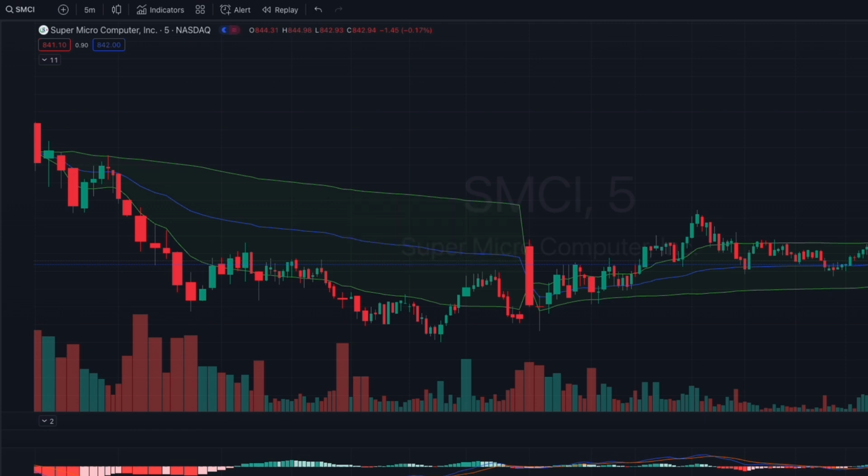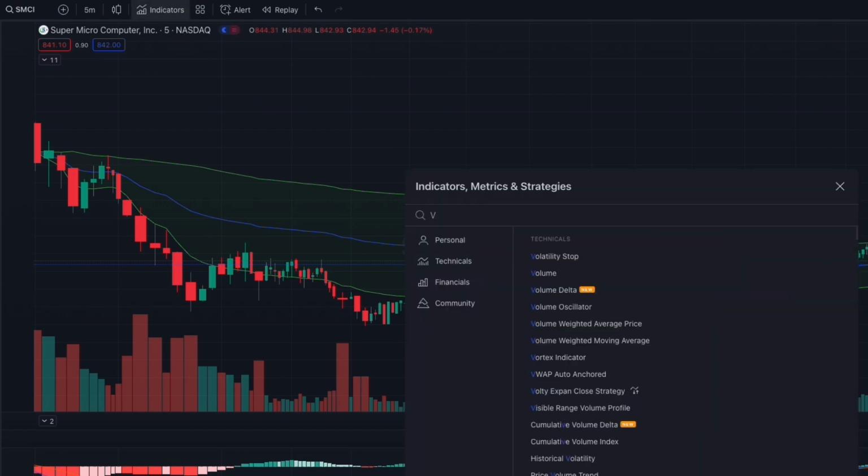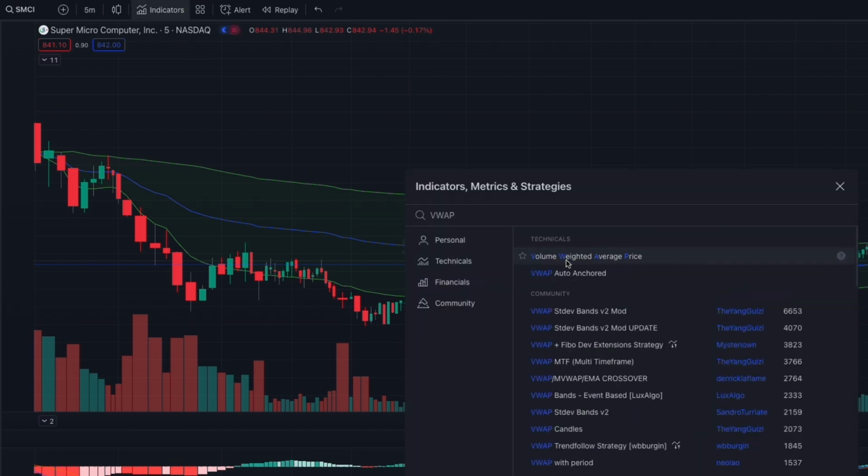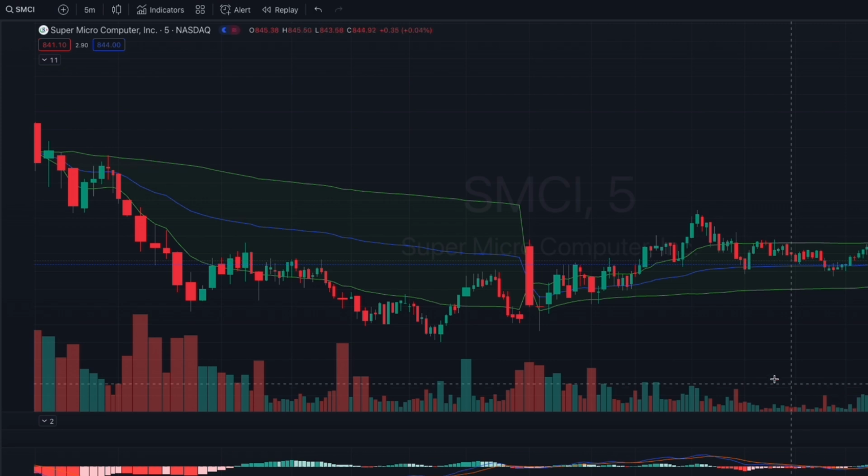It's an excellent indicator for day trading. To add the VWAP to your chart, click on the Indicators button up here, enter VWAP, and choose from the list. Notice how the price often bounces off the VWAP line. In this example, the VWAP acts as a dynamic support level, and you can see multiple instances where the price respects this level before continuing its trend.